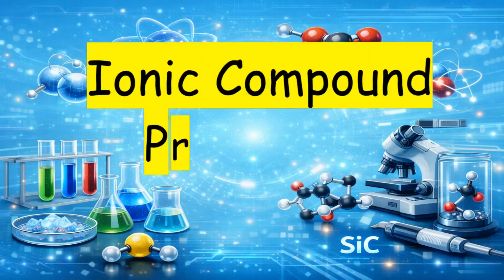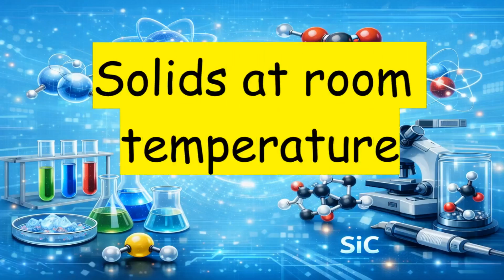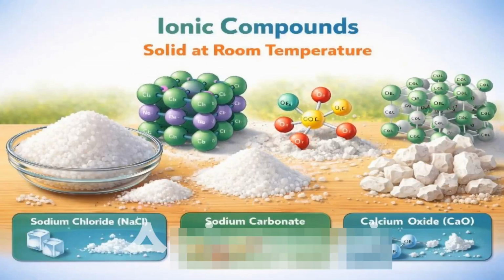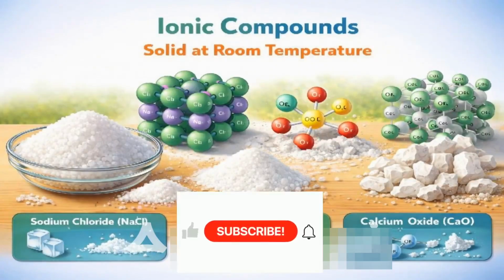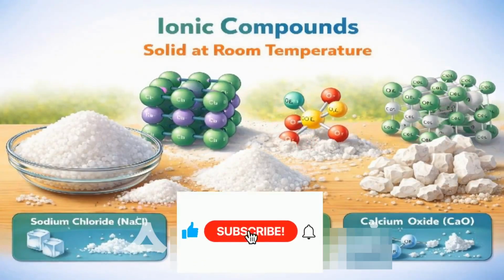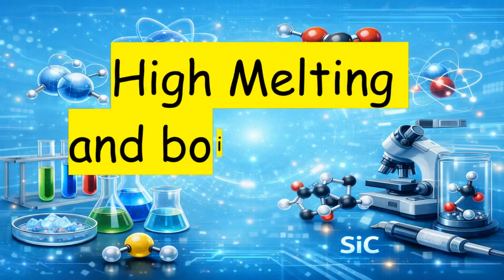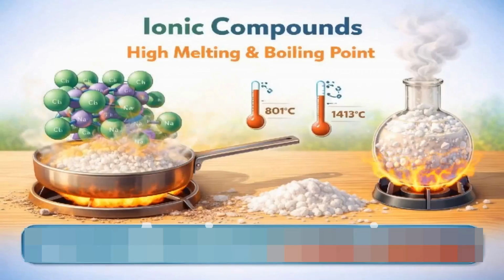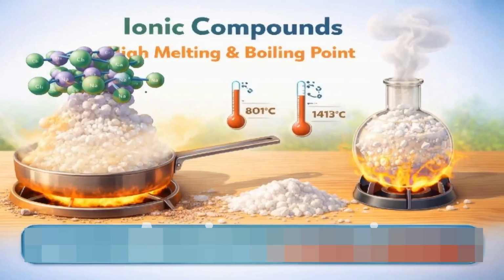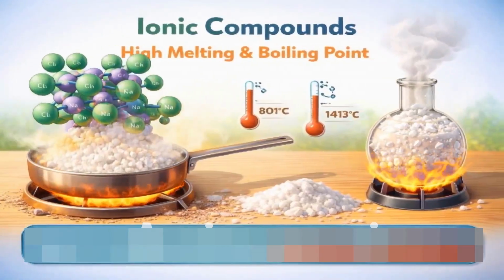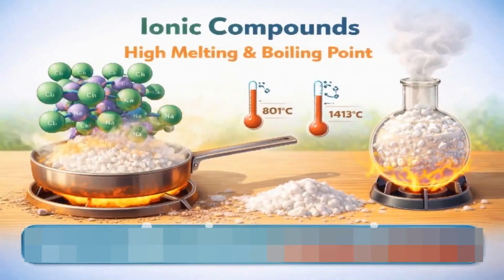Let's look at the properties of ionic compounds. They are solid at room temperature. This is due to the strong ionic bonds or forces between the atoms. They have high melting and boiling points. High temperatures are needed to break the strong ionic bonds between the atoms of ionic compounds.